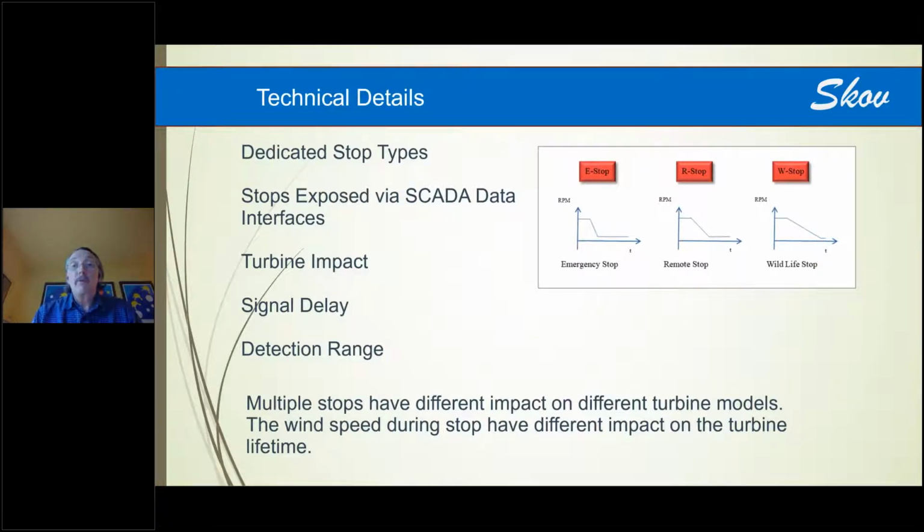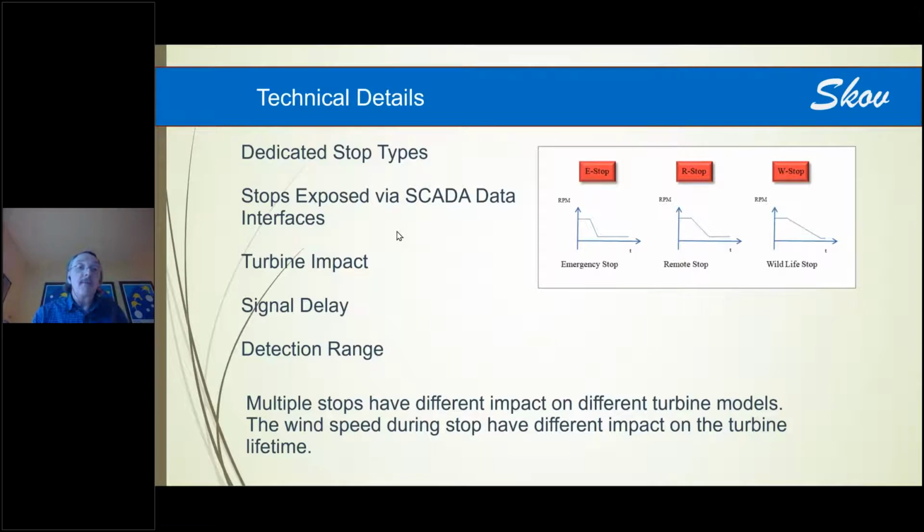The emergency stop, of course, is as fast as it's possible to do it on the turbine. The remote stop may be a little bit slower. And if the turbine model has the wildlife stop capability, that could be a dedicated stop type with a more gentle stop if that's possible, but a stop type that can be modified without impacting the other types, for simplification.